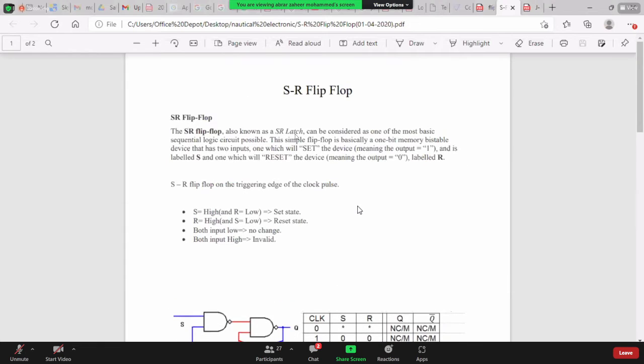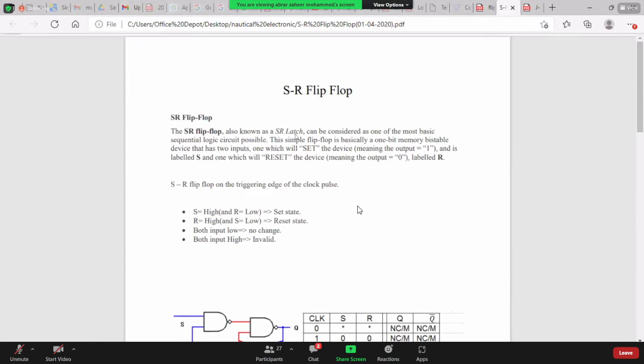Next, we are going to the next type of flip-flop, that is the SR flip-flop. The SR flip-flop is also known as the SR latch. It can be considered as one of the most basic sequential logic circuits.